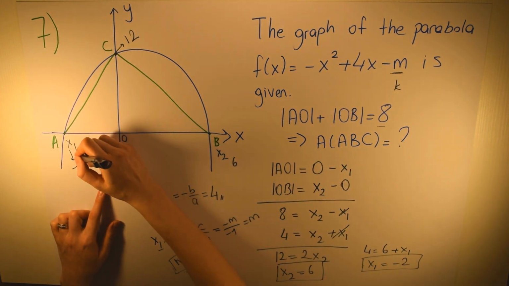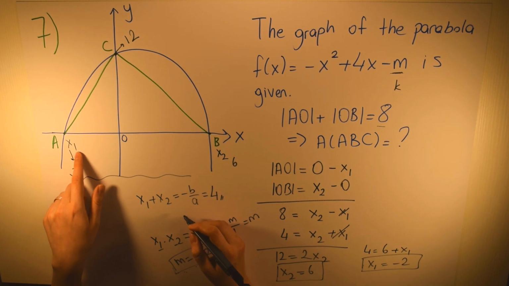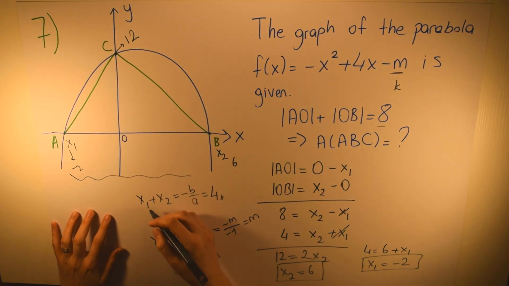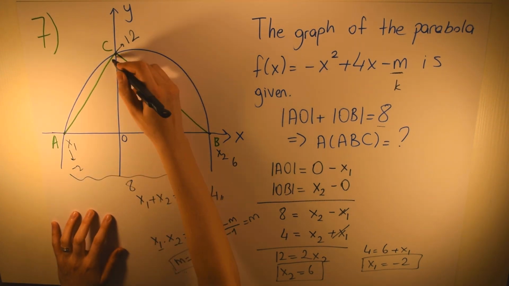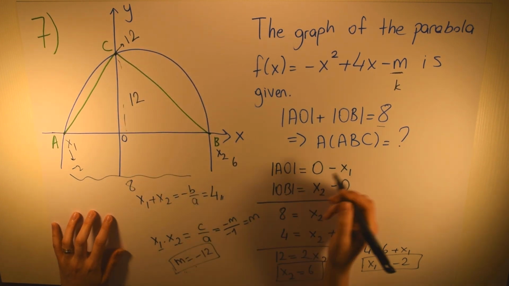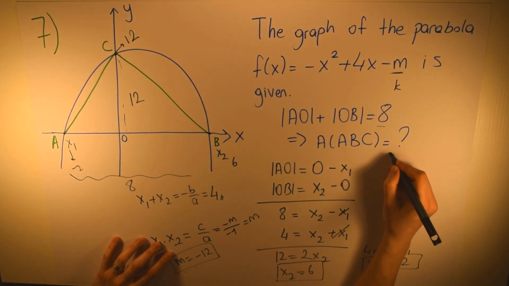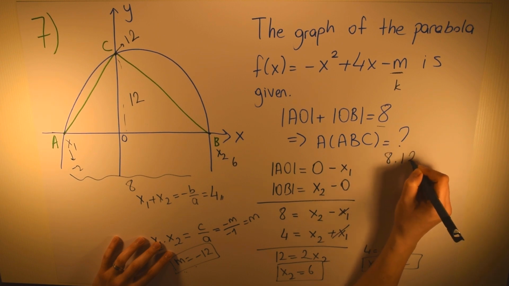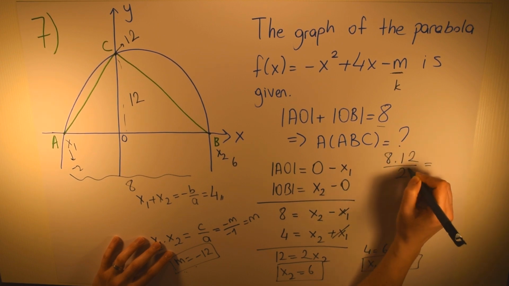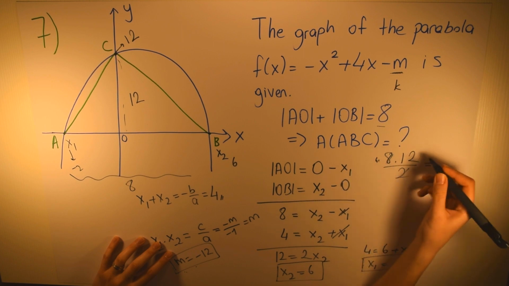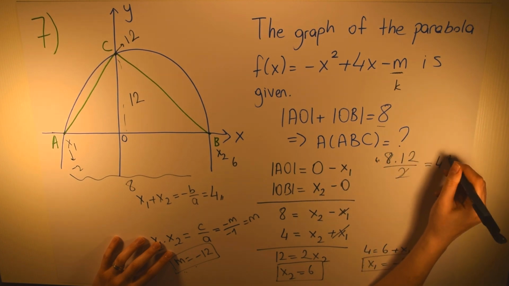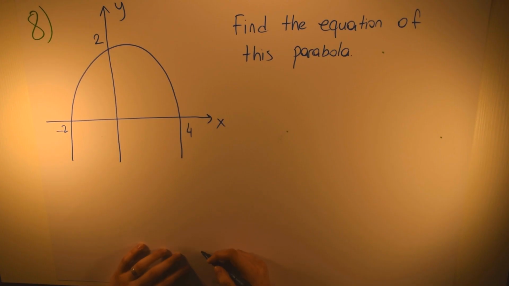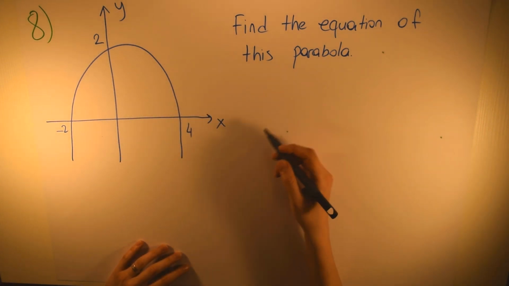How? This part is equal to 2 plus 6, it's equal to 8. Okay, the height of this triangle is equal to 12. So the area of this triangle is 8 times 12 over 2, which is equal to 4 times 12, which is equal to 48.